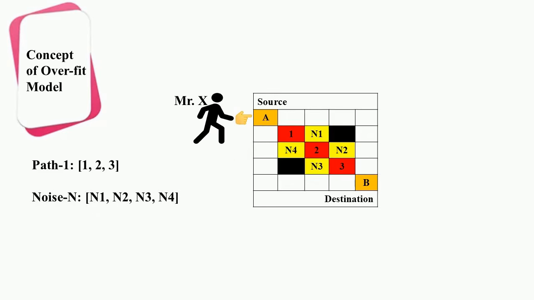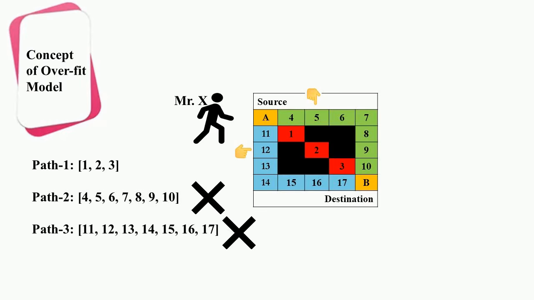Hence, it can be observed here that Mr. X can manage to reach his destination B using path 1 and accommodating some sort of noise, but fails to reach the destination if using any new path, like path 2 or path 3. This is the case of an overfit machine learning model, where the model learns and predicts correctly on the training data and noise only, but fails on new data.